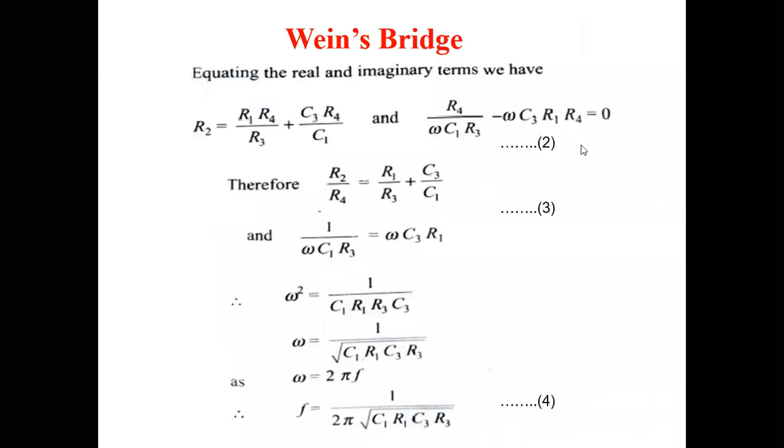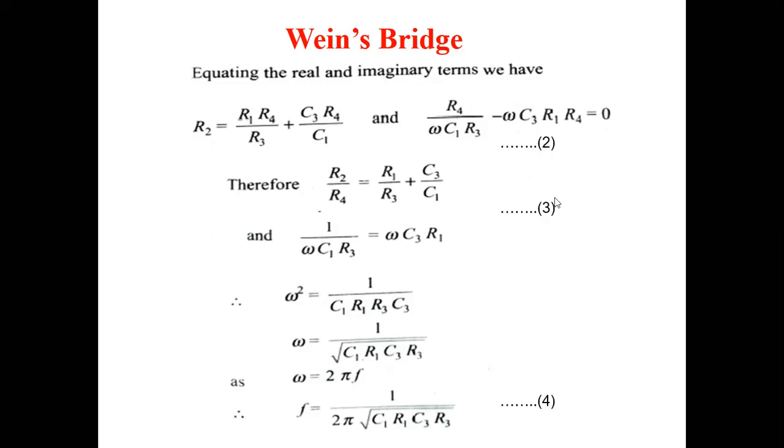Take this as equation 2. Coming to the imaginary part equation, R4 by omega C1 R3 minus omega C3 R1 R4 is equal to 0. Taking the second term to the right side, R4 gets cancelled, and we have 1 by omega C1 R3 is equal to omega C3 R1. This is taken as equation 3. This equation is further reduced to find the frequency: f is equal to 1 by 2 pi root C1 R1 C3 R3.